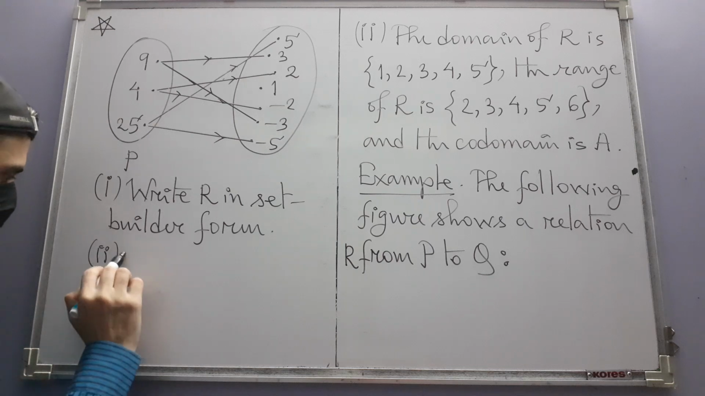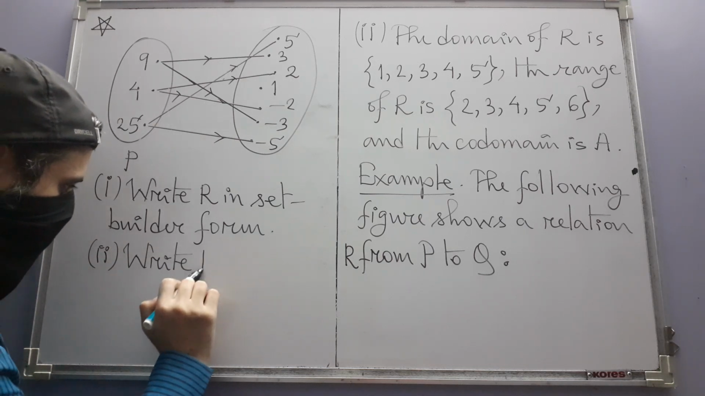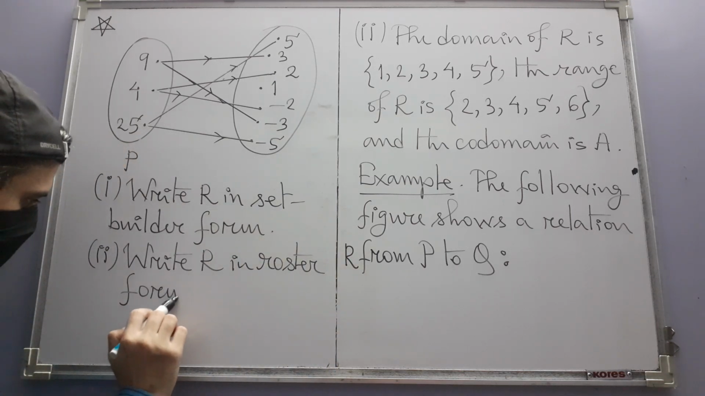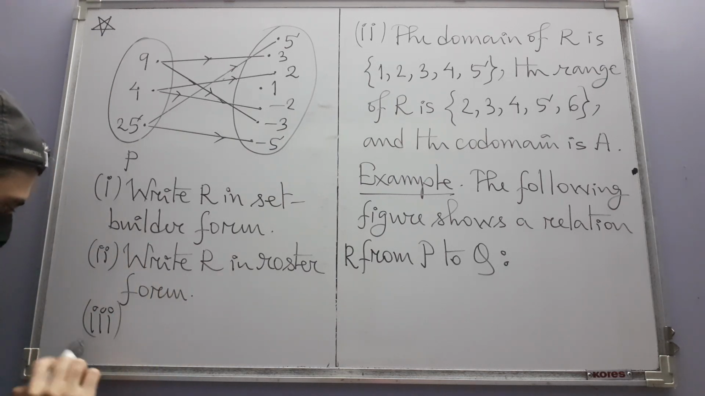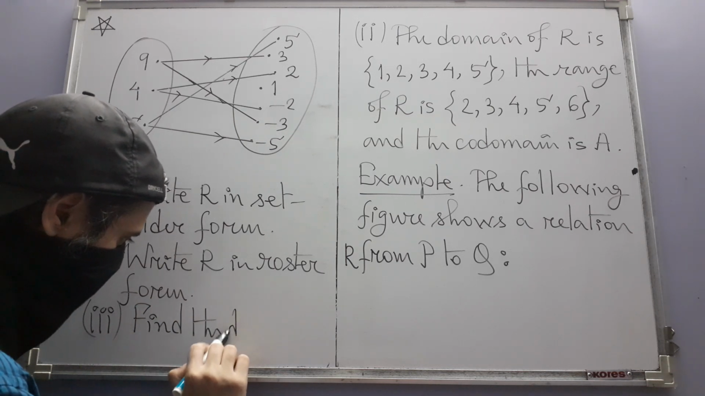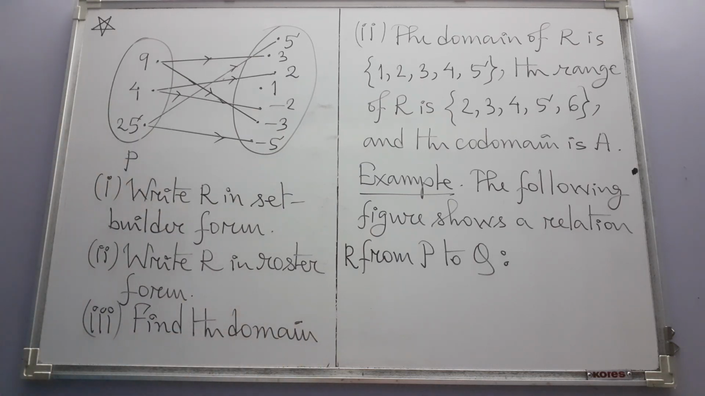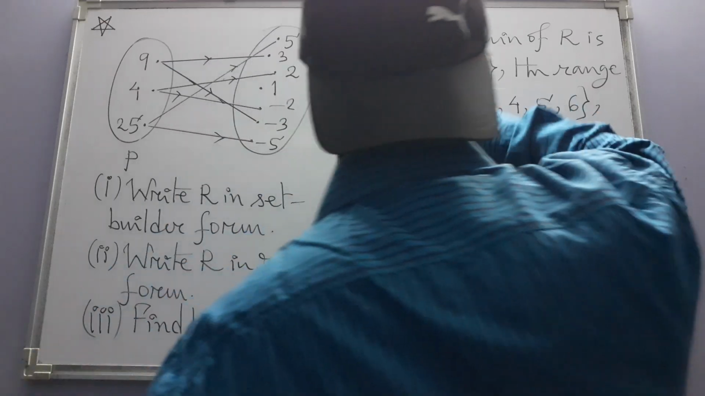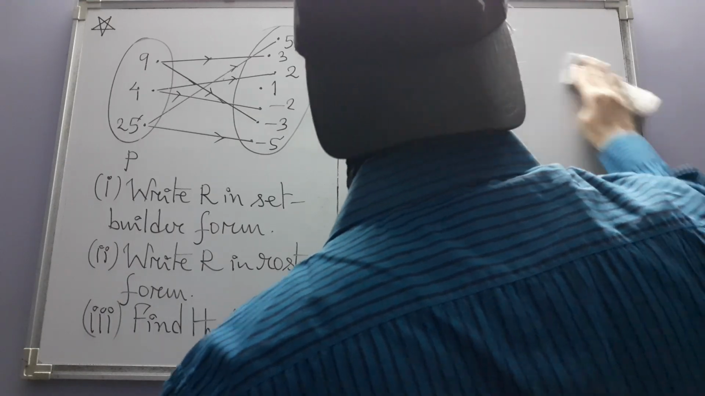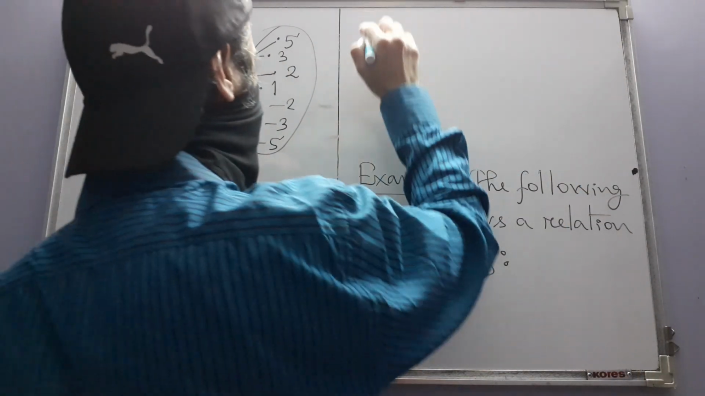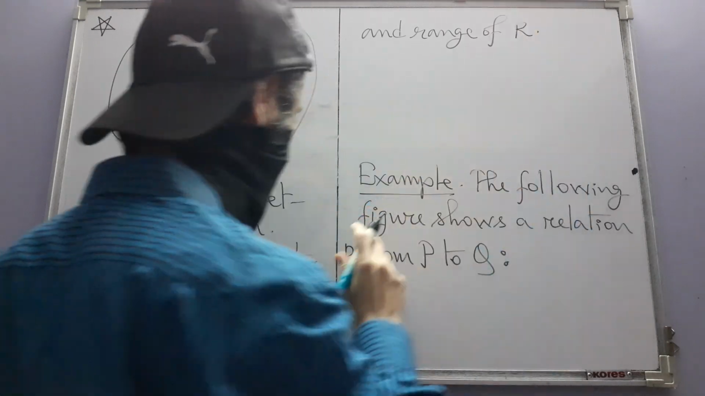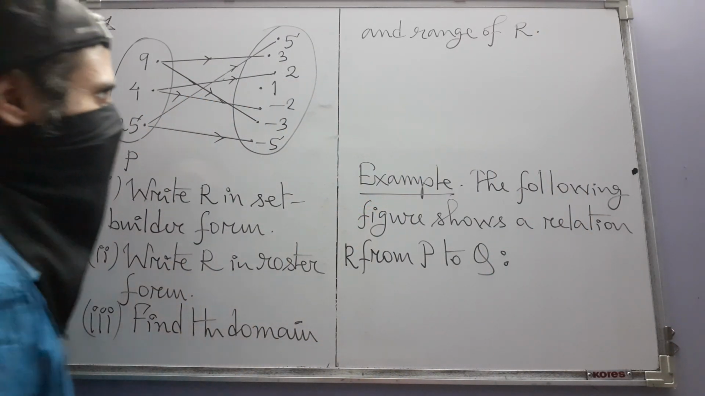Number 2, write R in roster form. And number 3, find the domain and range of R. So we do not have to draw anything. The drawing is already given.